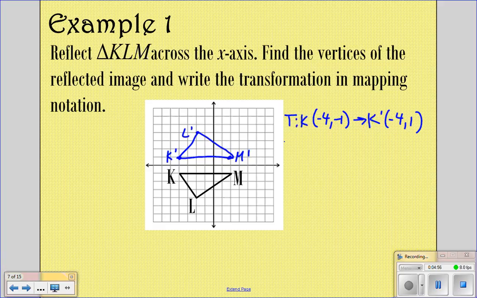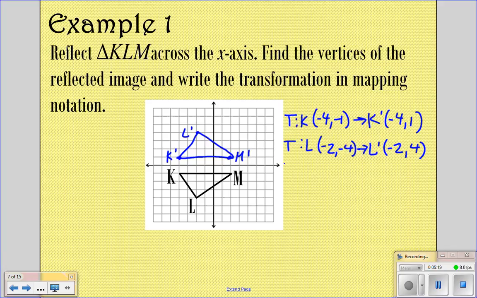For the next one, we'll do L. L was at -2, -4. And when we transformed it, we went to L prime, and it was at -2, +4.